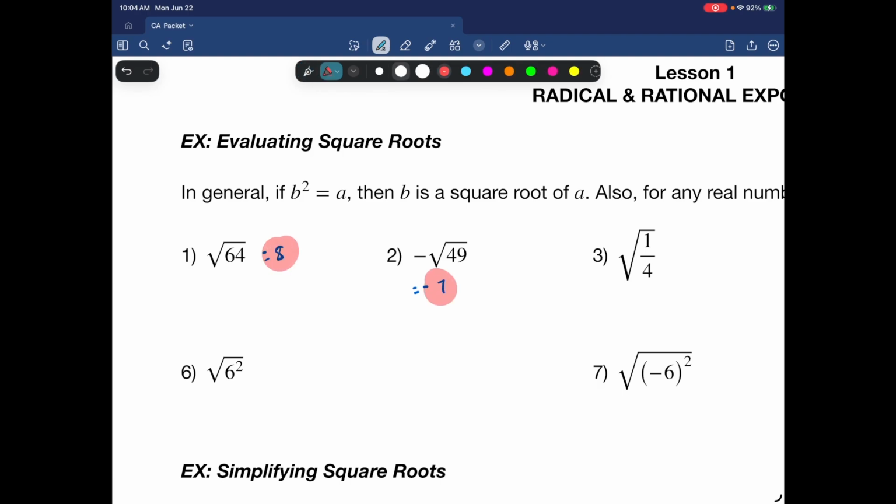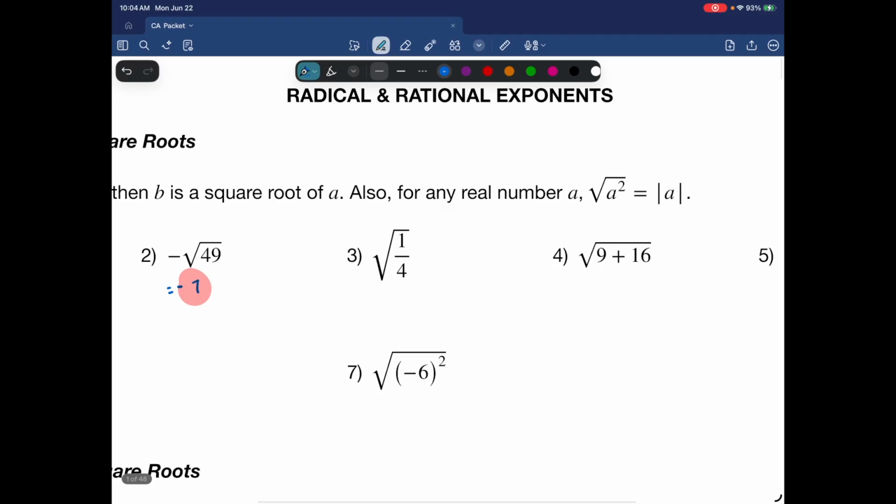Okay. Let's see. When you take the square root of a fraction, you take the square root of the top and the bottom. So this is going to be the square root of 1 is 1. The square root of 4 is 2. So my answer is going to be 1/2.